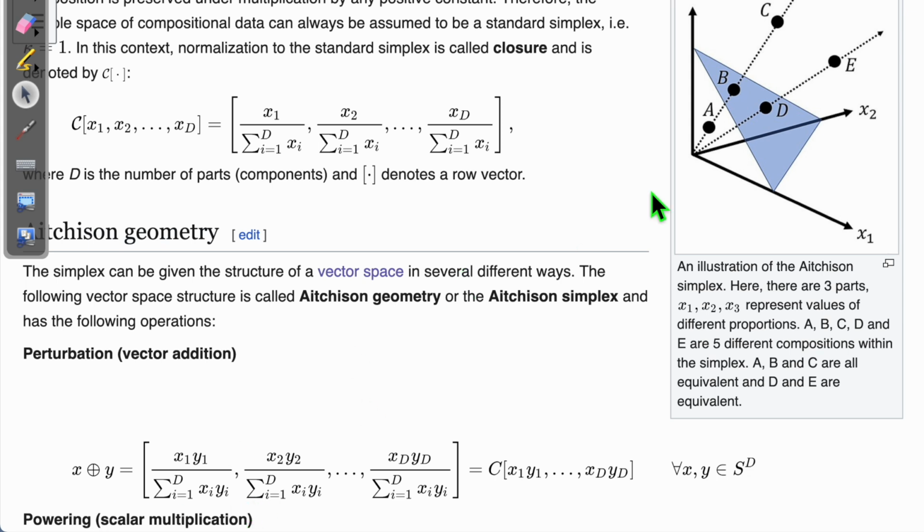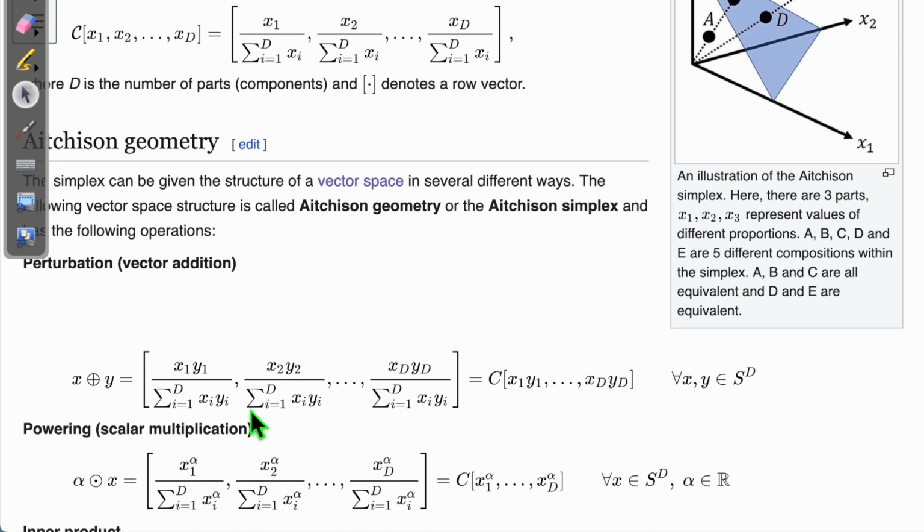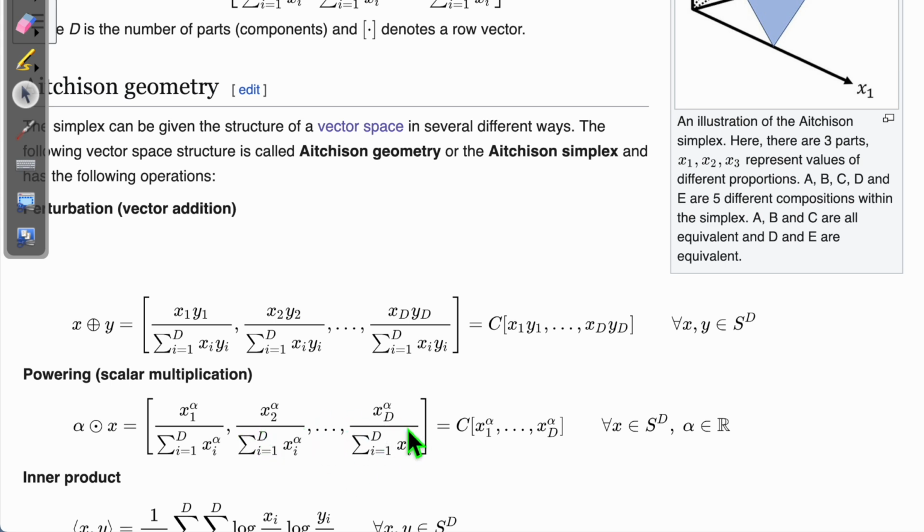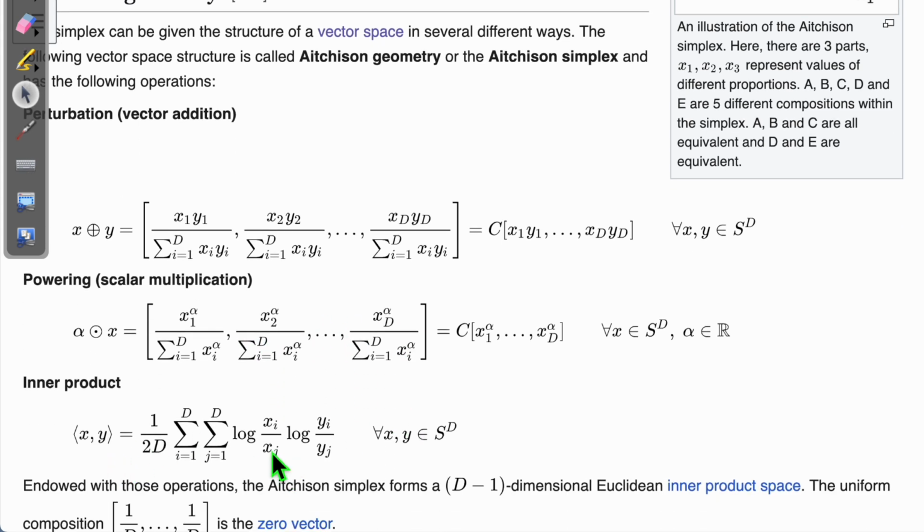So that means what? That means if you have b and d, if you add b and d, in the Euclidean sense, you leave the triangle. But if you do it like this, you stay within the triangle. So, okay. And then your multiplication is something funny, like this. And then you have the inner product, okay, log. So what I'm talking about here is that all these things are also a vector space.